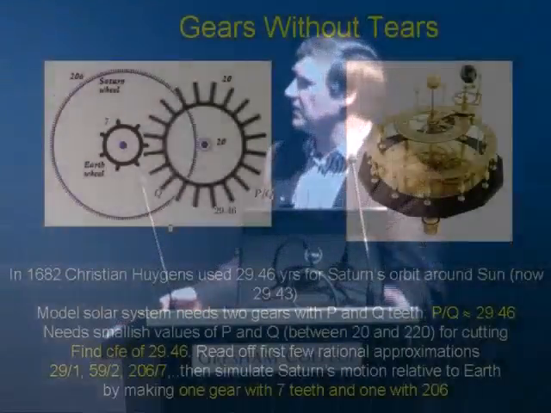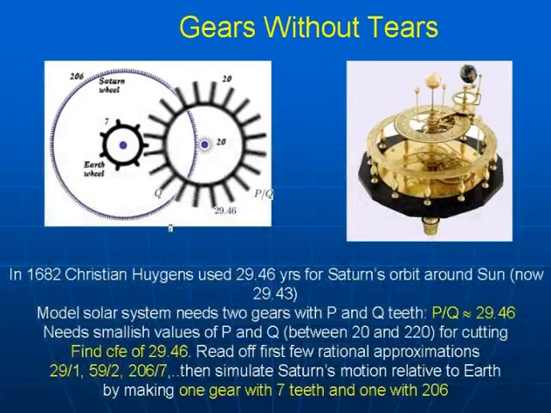So he calculated that he needed his gears to have P teeth and Q teeth, where P over Q was as close to 29.46 as he could make it. And he knew that he needed to have P and Q really between some reasonable values if he was going to be able to machine the teeth. And he picked between about 20 and 220, I think.